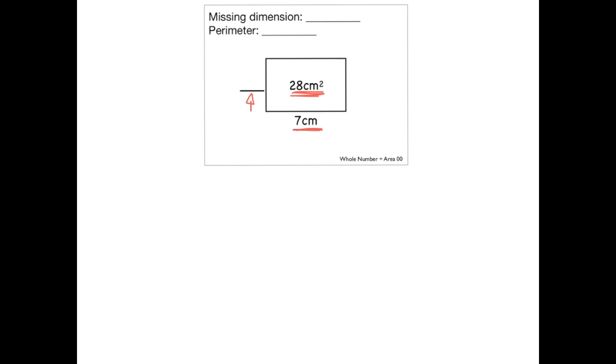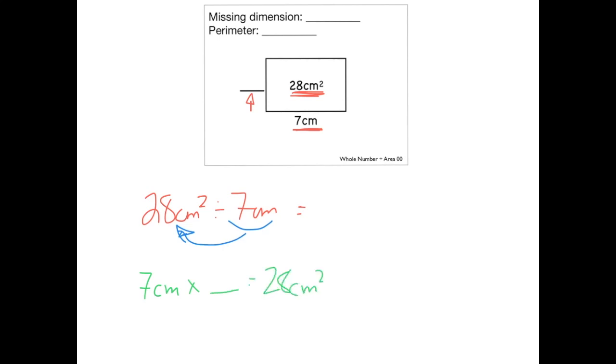There are two ways that students can look at this question. They can take the area of the rectangle and divide it by the known dimension. So if we ask how many 7s in 28, or they can look at it from the beginning as a multiplication. So 7 centimeters times my unknown dimension will give me 28 centimeters squared. And the answer for both is 4. So my missing dimension is 4 centimeters.